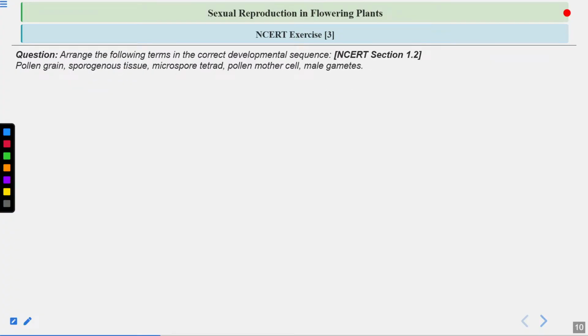So this was the question. Arrange the following terms in the correct developmental sequence. Which part will you keep first? Some answers I am getting. Very good. Okay, let us see the correct answer.